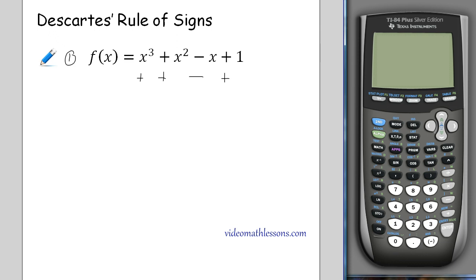Now what we're going to do is count the sign changes, wherever it turns from positive to negative or negative to positive. So here it changes. That's one change. Two changes. Since this was the original, this was f of x, there's two changes. So it's two roots.